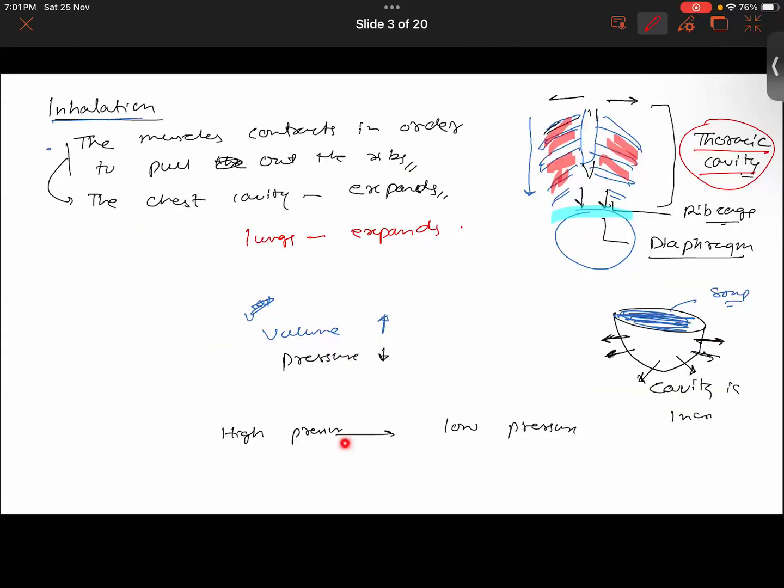So here what will happen: since there is low pressure inside the lungs because the volume has increased, air will be entering in this manner also. Sir, volume means space. Yes, volume basically means space. How much space an object is occupying, that is basically volume.